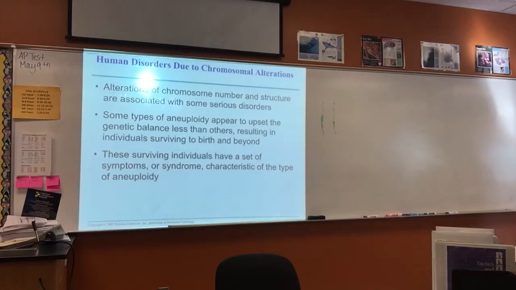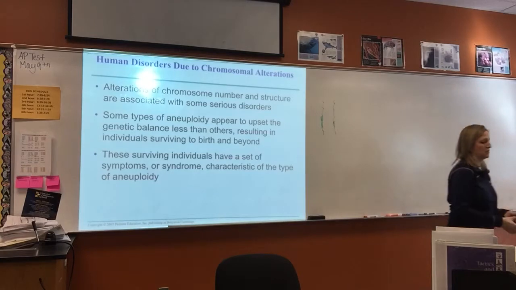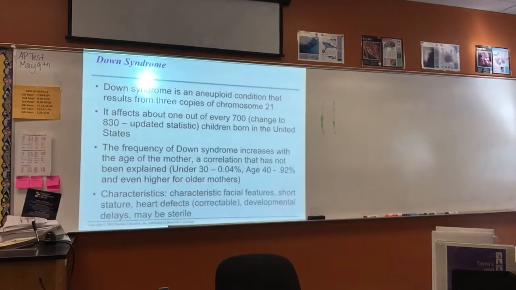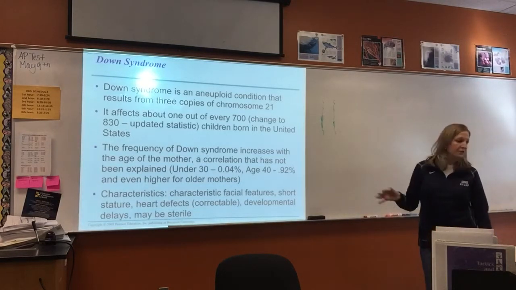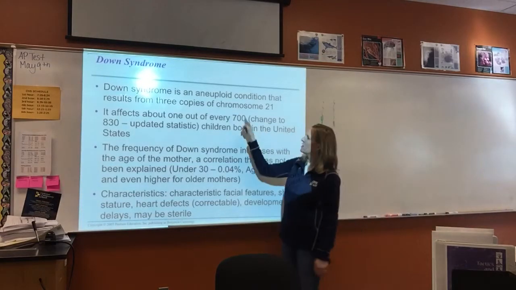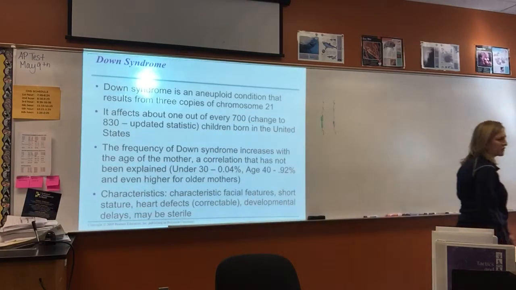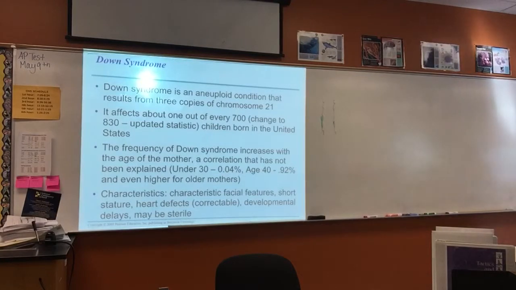These surviving individuals have a set of symptoms, or what we call a syndrome, characteristic of whichever aneuploidy they have, whichever one they have extra or missing chromosomes. So the first one that we've kind of talked about is Down syndrome. It results from 3 copies of chromosome 21. Our book says 1 in every 700 kids in the United States, but it's now 1 in 830. It's going down. It's good. Kids in the United States.